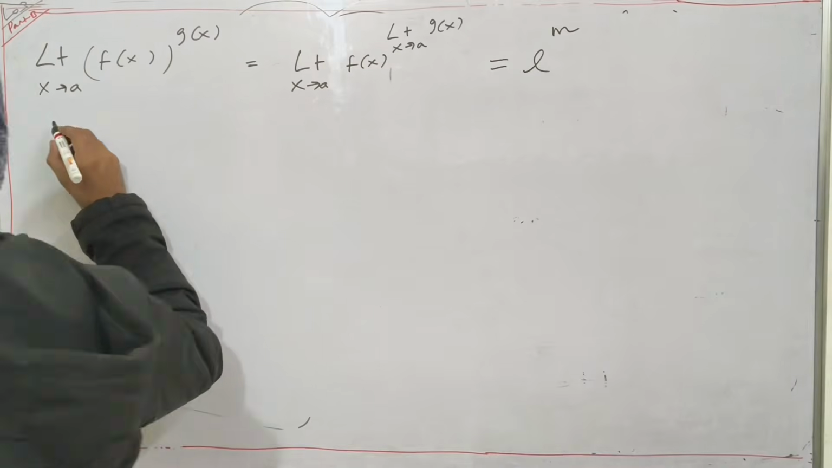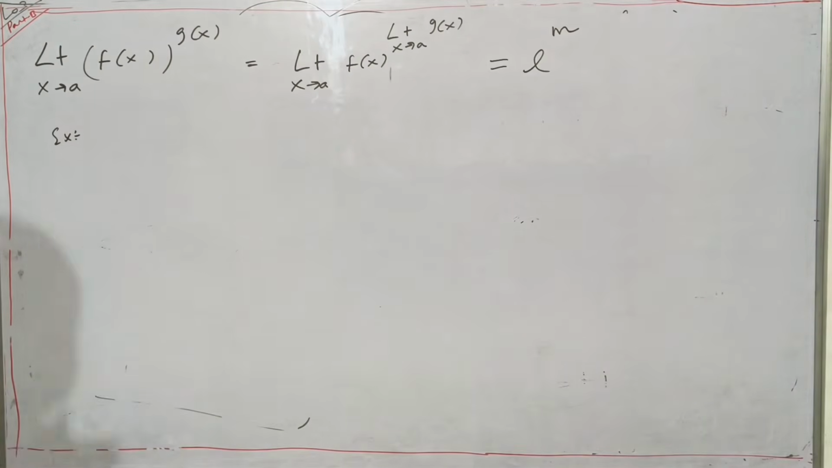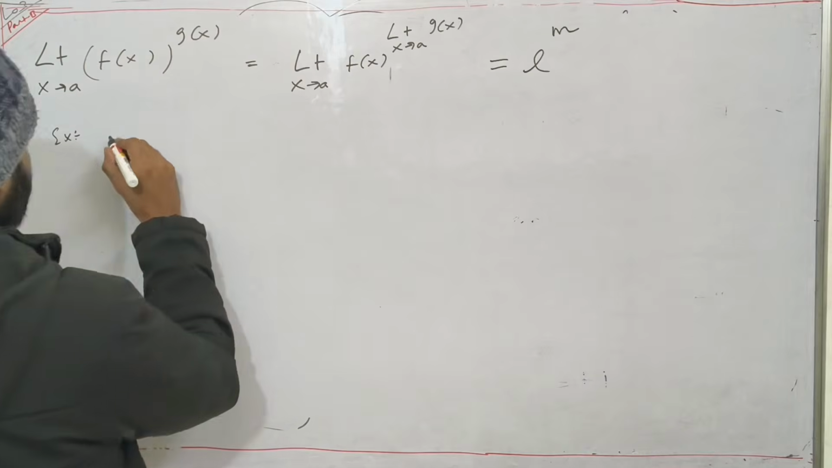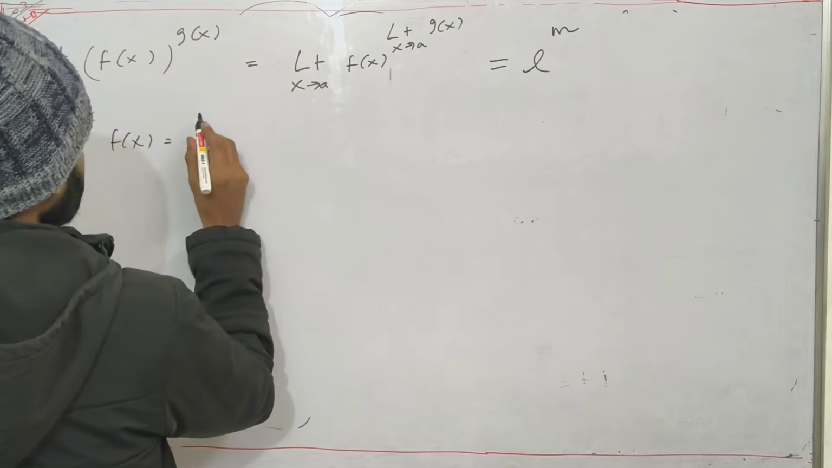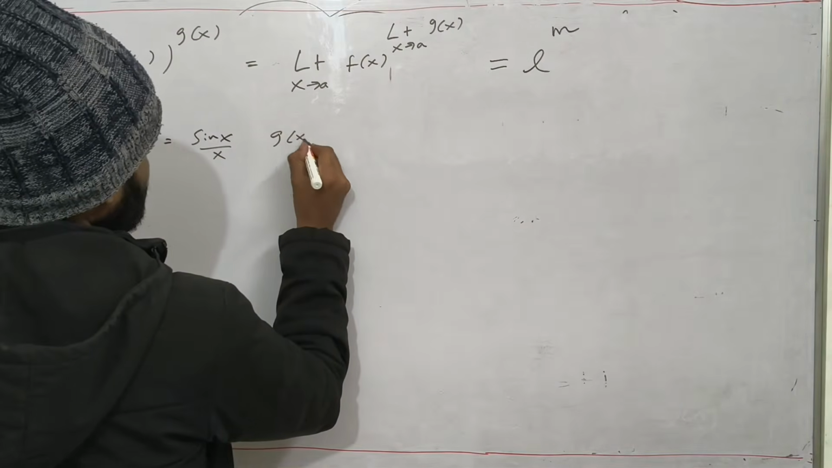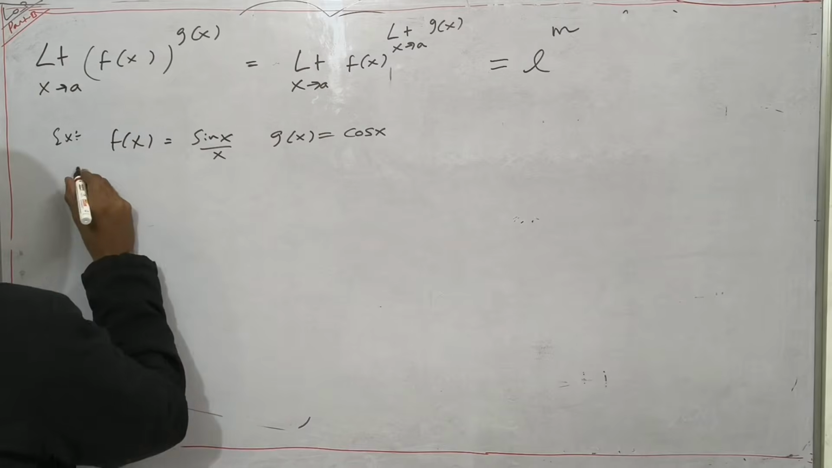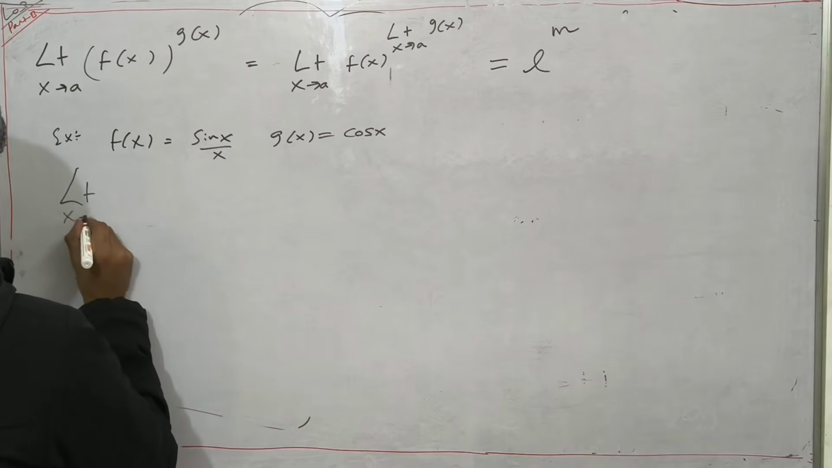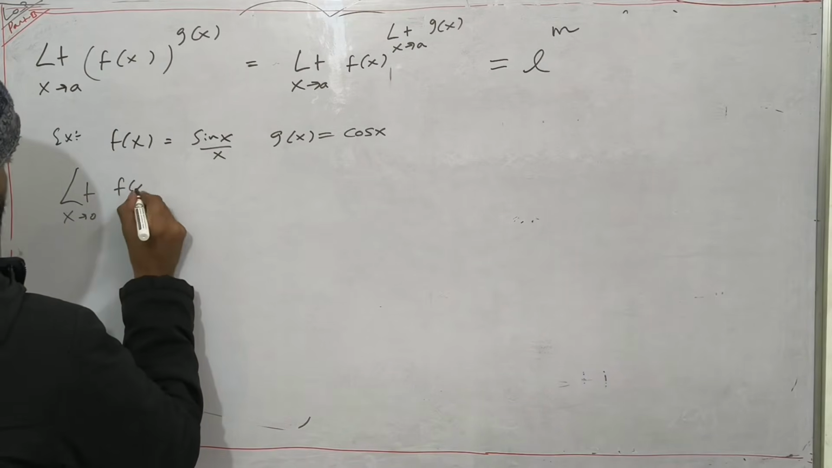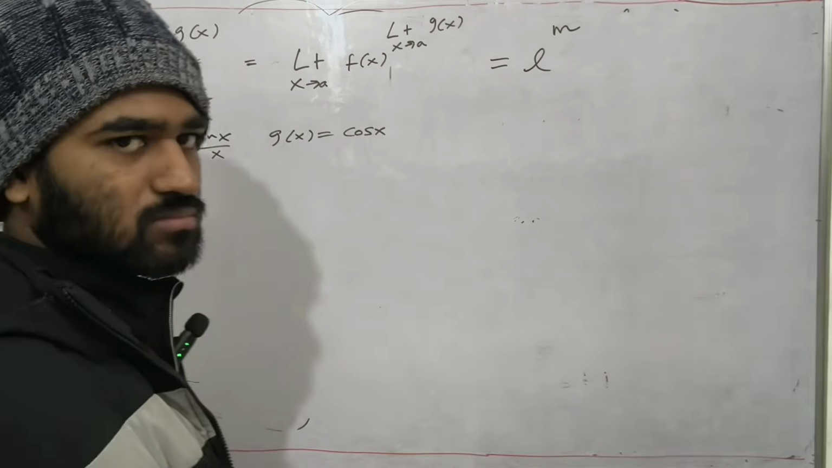Let's take an example. Let's take f of x equals sin x by x, g of x equals cos x. Then my question is: find limit x tends to 0 of f of x power g of x. Okay, that is my question.